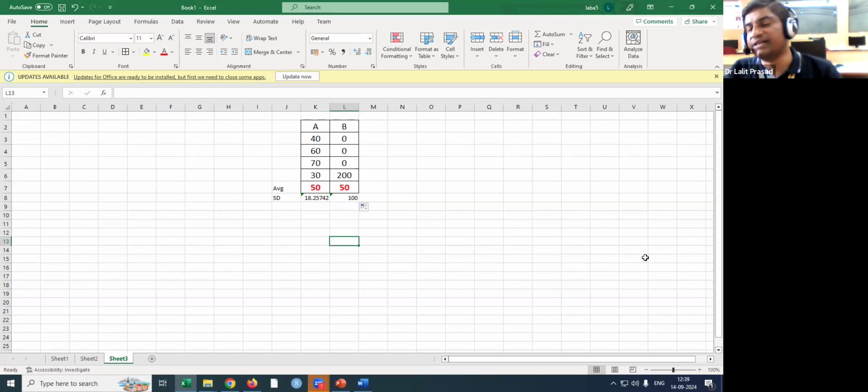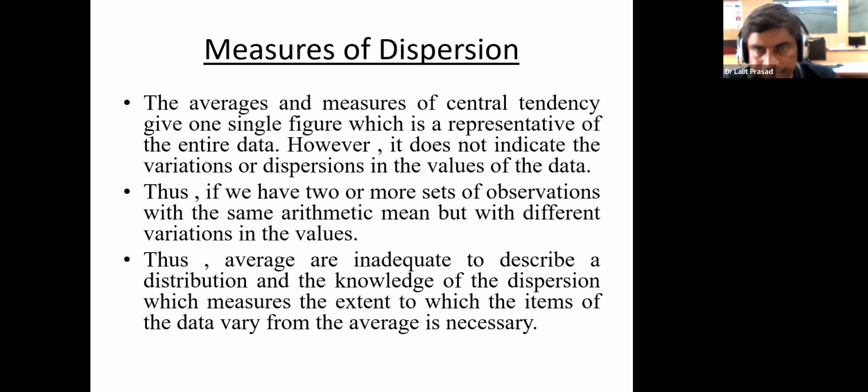The most popular central tendency is mean. The most popular measure of dispersion is standard deviation. So, are you convinced why we have to study measure of dispersion? Then only we will go to measure of dispersion. By seeing this particular example, please let me know. So, what is the measure of dispersion?